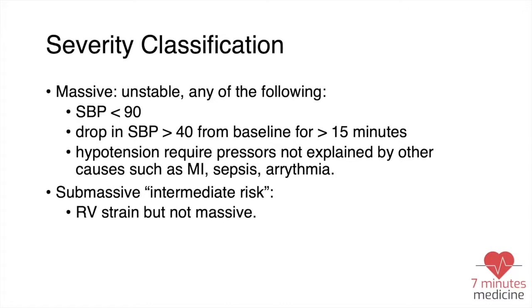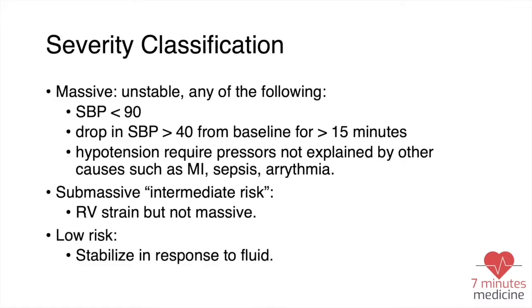The second one is submassive PE, which is the intermediate risk PE. You have evidence of RV strain, and you can know this from the echocardiography. Some literature supported the idea that the CT scan will give you some answers about the RV strain, but a better tool is to use the echocardiography to look for signs like McConnell sign. But there is no evidence of hypotension. You have RV strain, but there is no evidence of hypotension. This is submassive or intermediate risk.